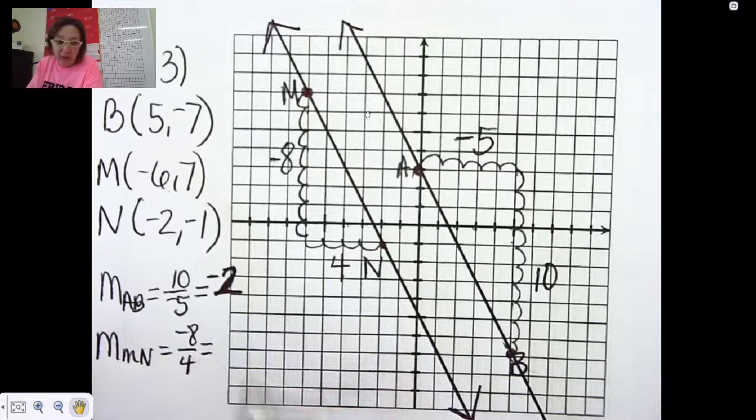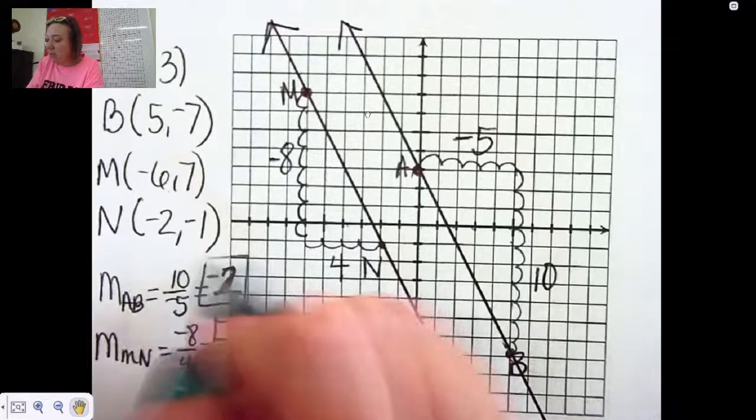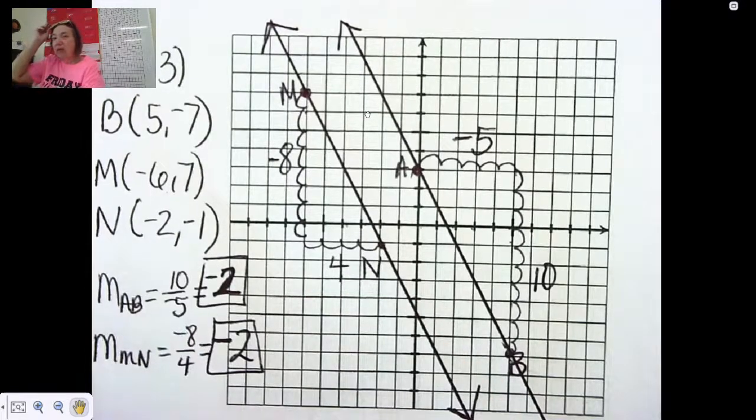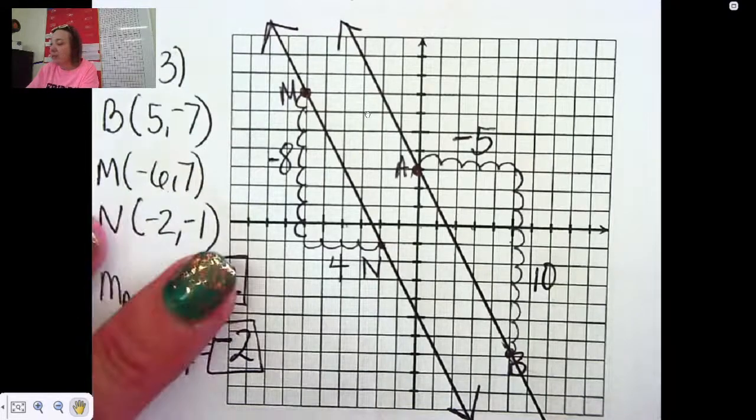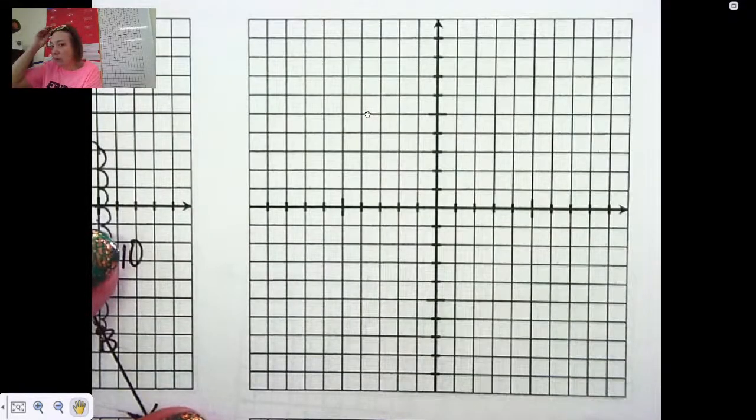Now, what is negative 8 over 4 simplified? Negative 2. Do you notice something about their slopes? They're the same. And what do those lines look like? What do you notice about them? They're parallel, right? Okay. I want you to go ahead and graph the lines for number 8. Graph line AB, graph line MN. I'll be doing it up here while you're doing it on your paper.